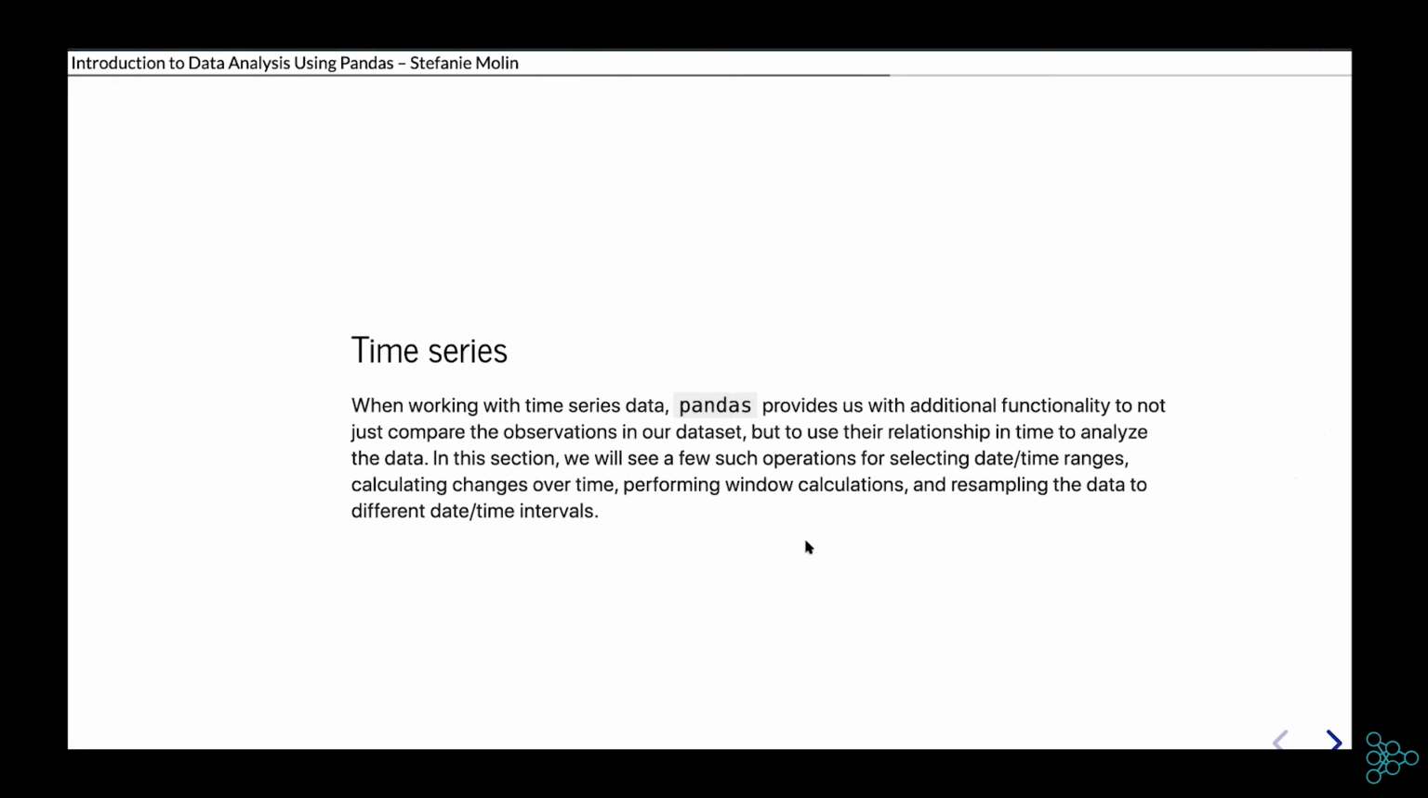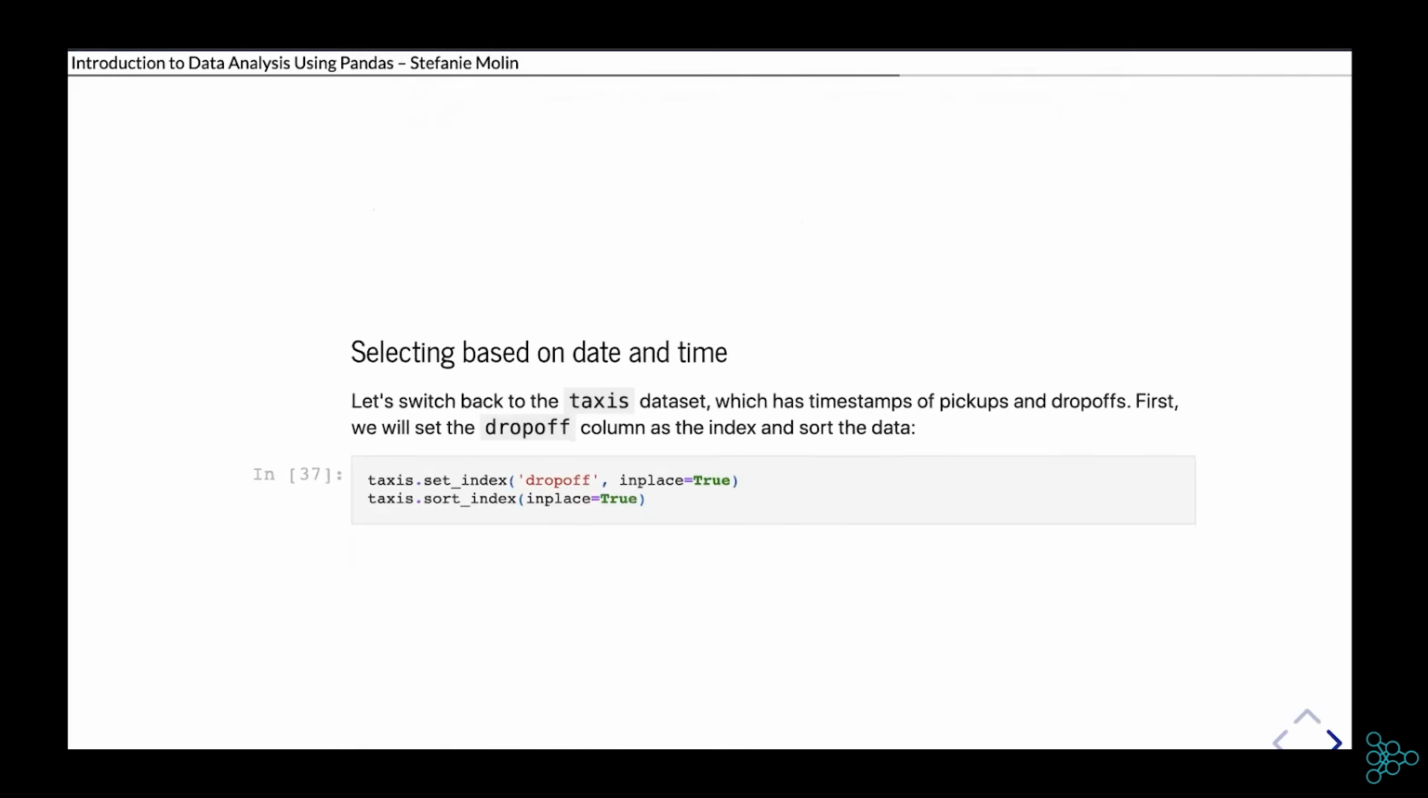So we're going to look at time series functionality now. Pandas has a lot of additional functionality that focuses on time series that makes it really powerful. It's very important to be able to analyze the relationship with things in time, and so it's very important to have a good grasp of this functionality. In particular, we're going to take a look at how we can select date and time ranges, calculate changes over time, perform window calculations, and then resample that data to different time intervals, like I was just alluding to.